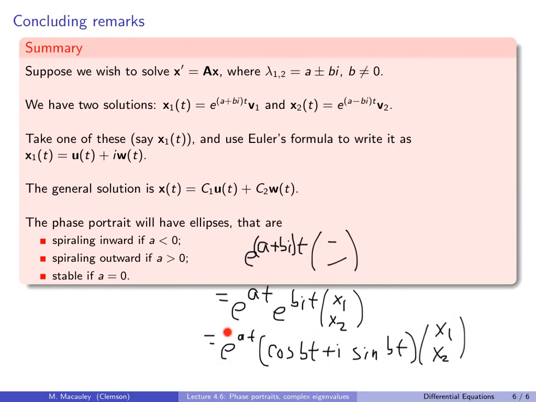This curve is going to be an ellipse. But then this is the thing which is going to either kill this ellipse off to 0 if a is less than 0. For example, if a is less than 0, we might have e to the minus 1/2 t, which is going to go to 0 as time goes to infinity. Or if a is greater than 0, we might have e to the 1/2 t, and that's going to go to infinity as t goes to infinity. And if a is 0, then this just becomes 1, and we have just ellipses, and it's not going to spiral inward or out.